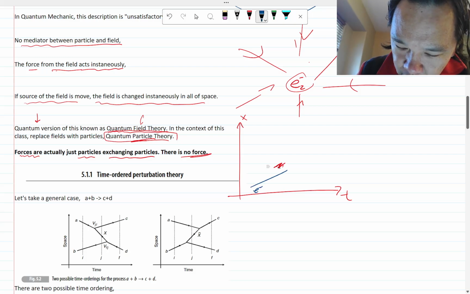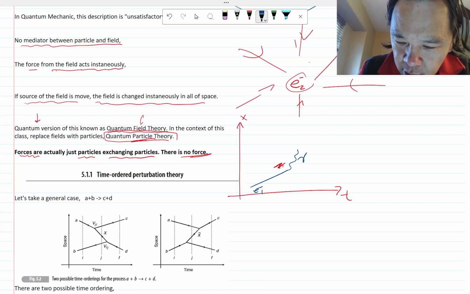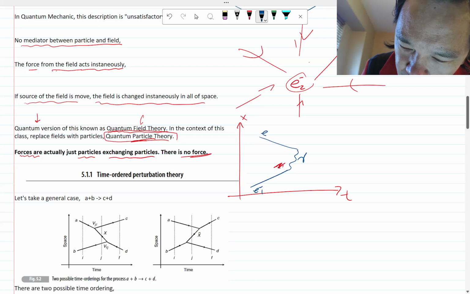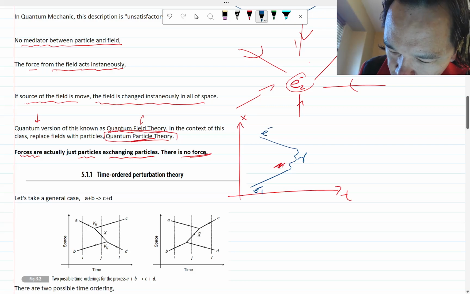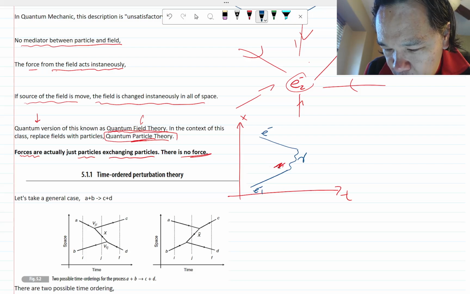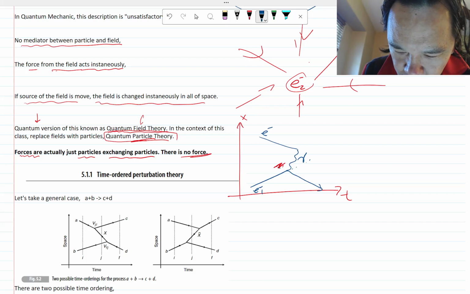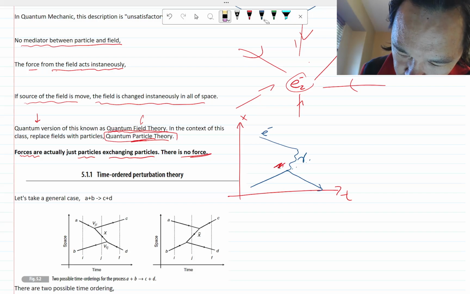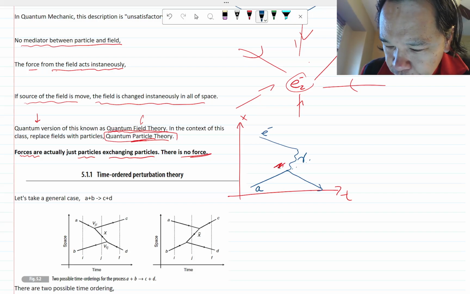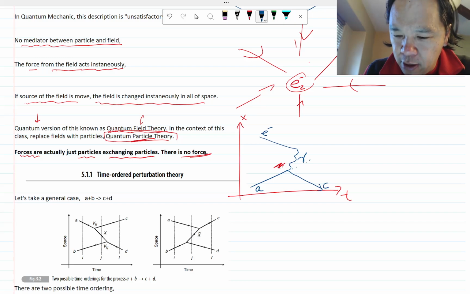Then what happens is that this electron 1 fires off a photon traveling at the speed of light, and it gets intercepted by another electron. When it emits this photon, in order to conserve momentum, it will go off in this way, so that the original momentum is conserved. Let's call this the initial state, A. Let's call this the after state, C.